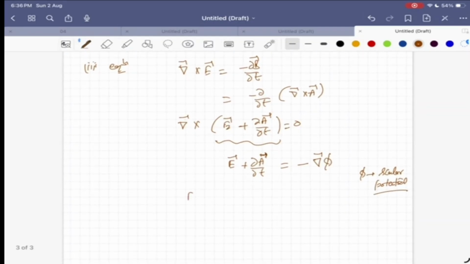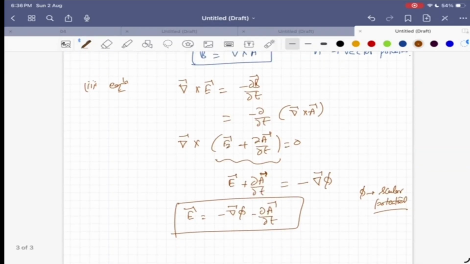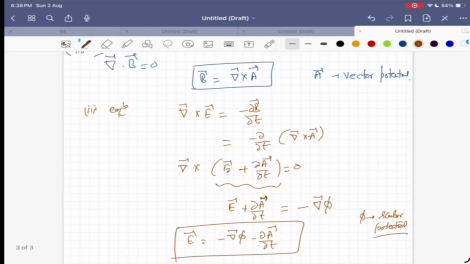Okay, so E is equal to minus grad phi minus del A by del T. So it means if we know phi and A, we can find E and B, because that was our objective. Now phi is a scalar quantity and A is a vector quantity. So A has three components: AX, AY, AZ, and phi is one component, phi.